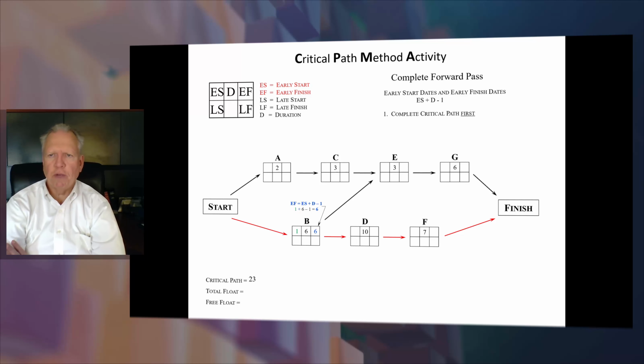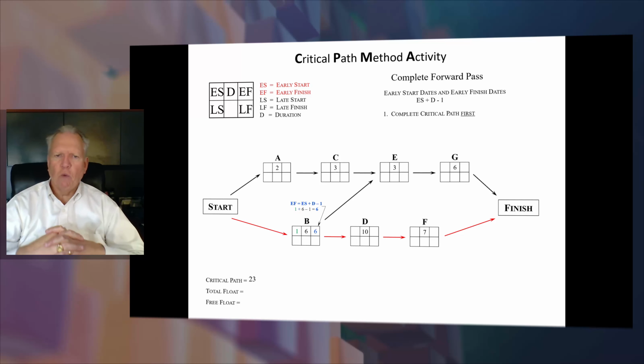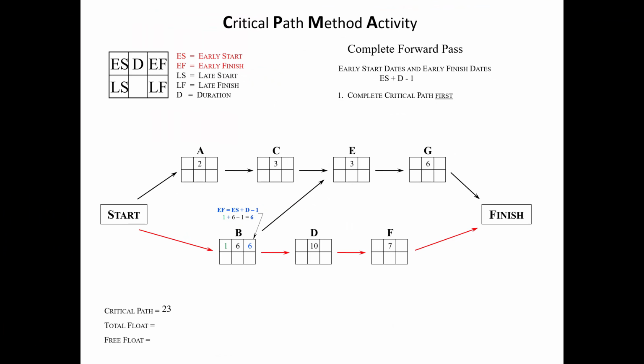So here's the best way to do this. B starts on day 1. Let's assume this is May, so it starts on May 1. It's 6 days duration. So day 1 and 6 days of duration: 1 plus 6 is 7, minus 1 is 6. So if it's 6 days duration and it starts on May 1st, it will finish at the end of day 6. If you think of the morning and the afternoon as a full day of work, it starts on the 1st and finishes at the end of day 6. That will make more sense as you look at this with calendar days.